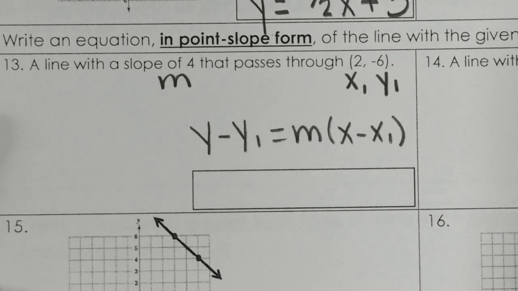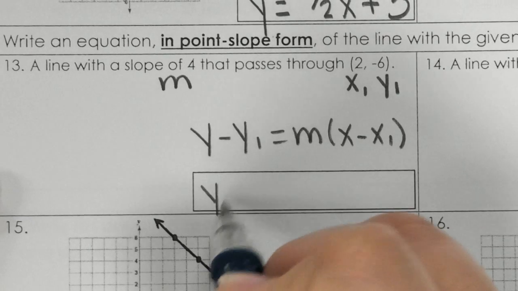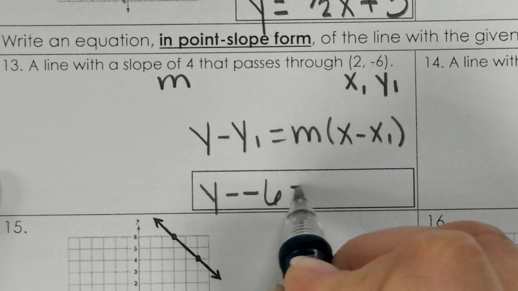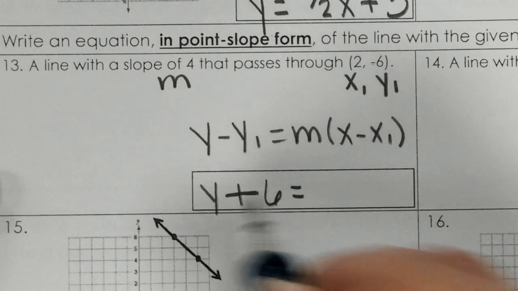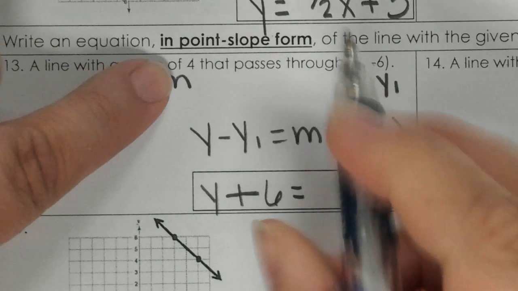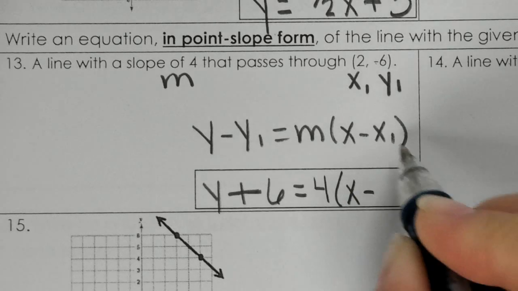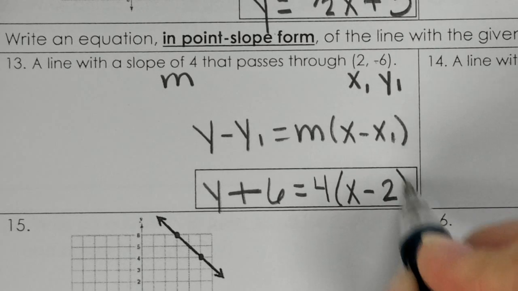Can you plug in accordingly? So y minus, your y1 is a negative 6. So we're going to go ahead and change that to a positive. My m is 4. And then I would have x minus x1, which is 2.